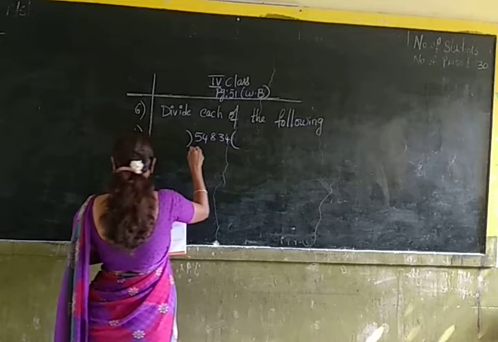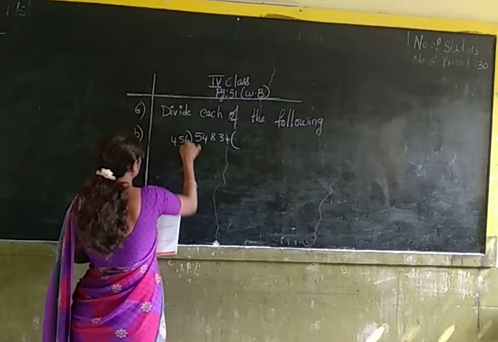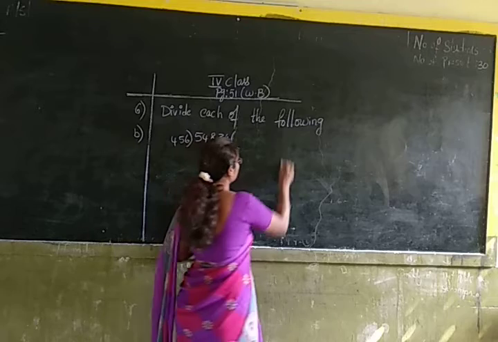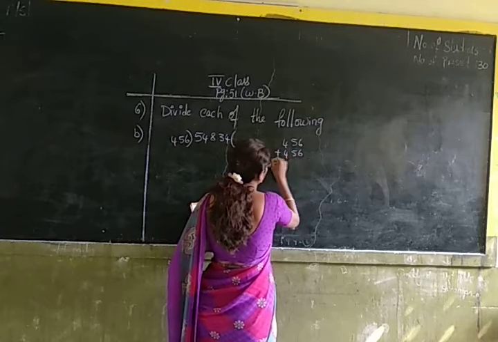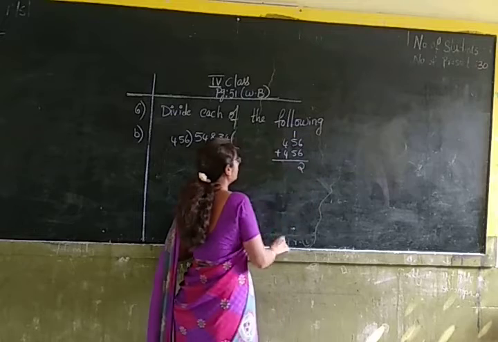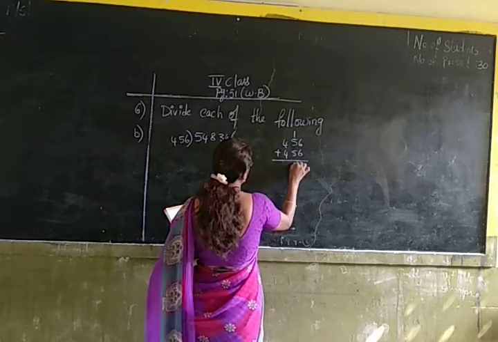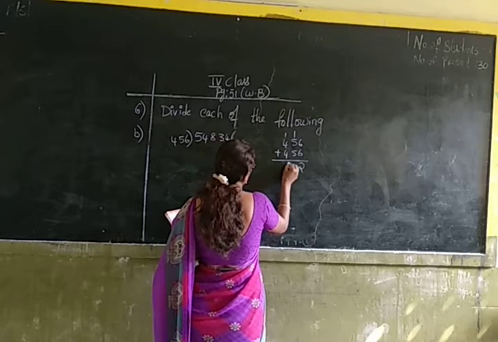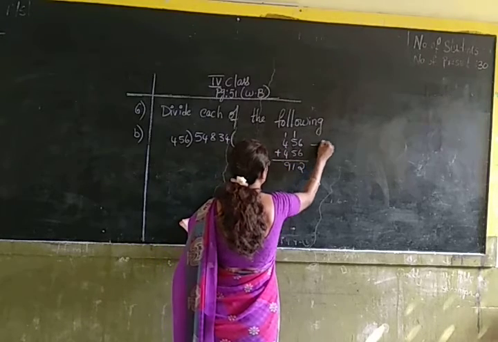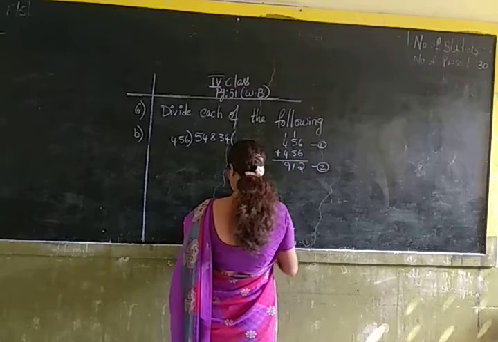54,834 divided by 456. Now let us write down the table for 456 by repeated addition. 6 plus 6, 12. 5 plus 5, 10. 10 plus 1, 11. 4 plus 4, 8. And 8 plus 1, 9. This is 1 time. This is 2 times.